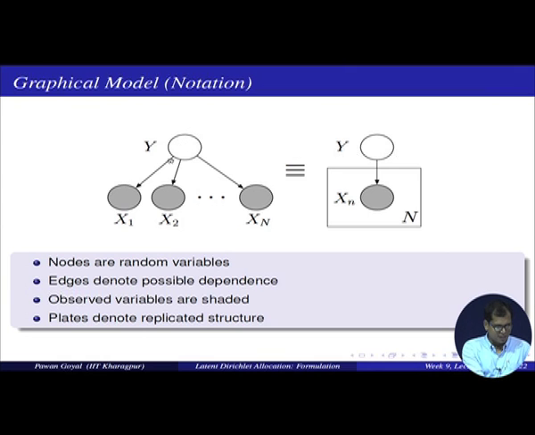Then there is a difference that some nodes are shaded and some are not. So what is that? Observed variables are shaded. That means these are the variables that I am observing, and this is a hidden variable that is not shaded.